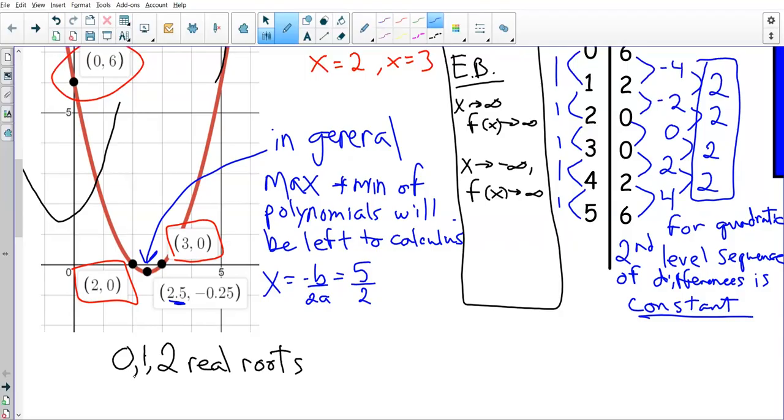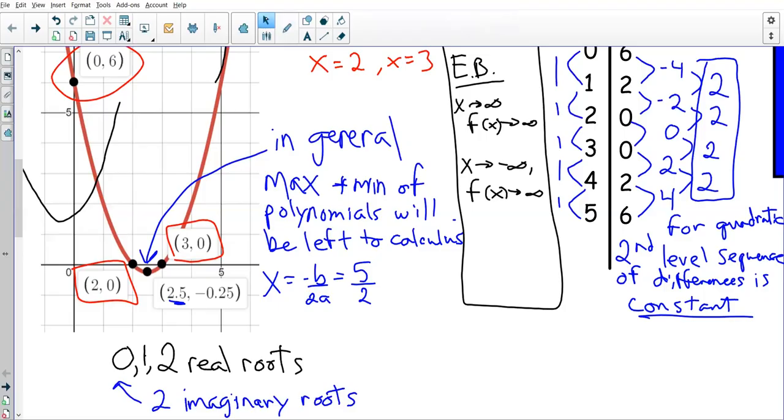And of course, if I have 0 real roots, hopefully we remember that means that there are 2 imaginary roots. Not a problem for us this year, but it is good to recognize that that's something that exists.